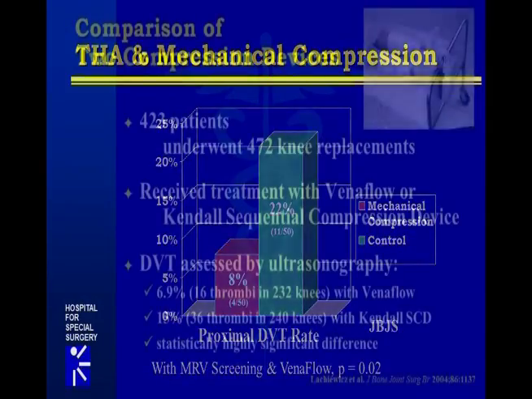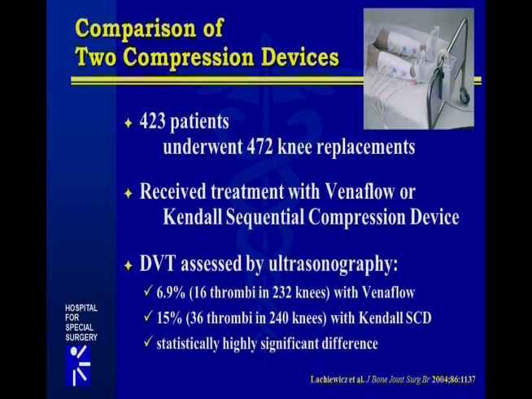Another nice study was published by Paul Lekevich in the Journal of Bone and Joint Surgery in 2004. And this was a comparative study looking at two different mechanical compression devices to see if there were differences in the different kinds of mechanical compression technology. A high-flow device, such as the VenaFlow, with a standard sequential compression device, the Kendall device. He had 423 patients and 472 knee replacements. And in a head-to-head comparison, he looked at the DVT rates by ultrasound and found 6.9% incidence of thrombosis with the VenaFlow, but a 15% incidence of deep venous thrombosis with the Kendall device.